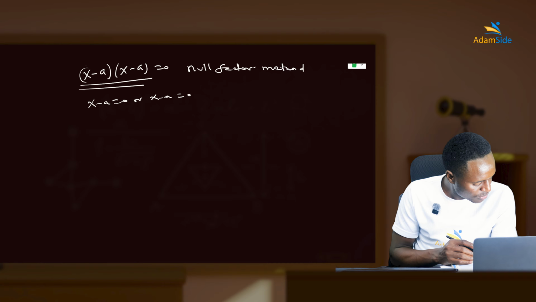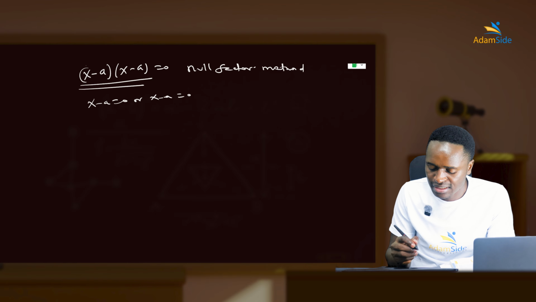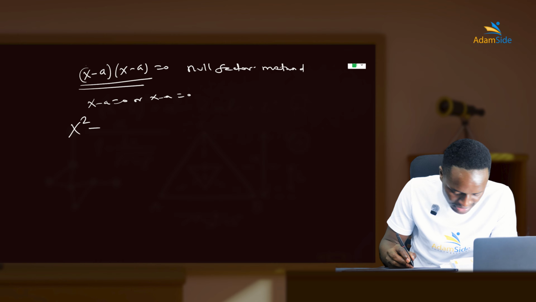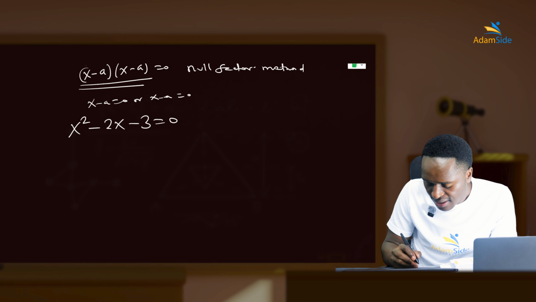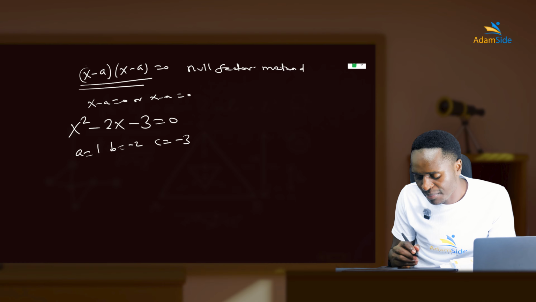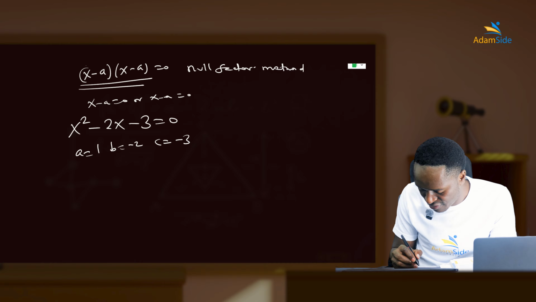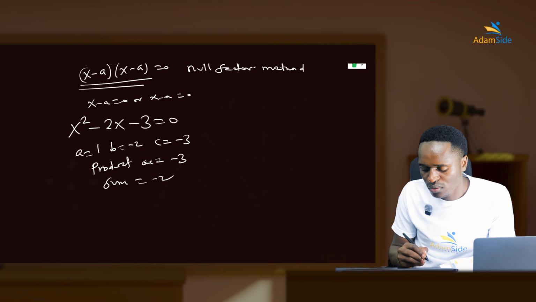Now, you have x squared minus 2x minus 3 is equal to 0. So what can you do to solve in that case? The a is 1, b is negative 2, and c is negative 3. Find two numbers that, if you multiply, you get negative 3, and if you add, you get negative 2. So the product AC, 1 times negative 3, is negative 3, and the sum is negative 2.